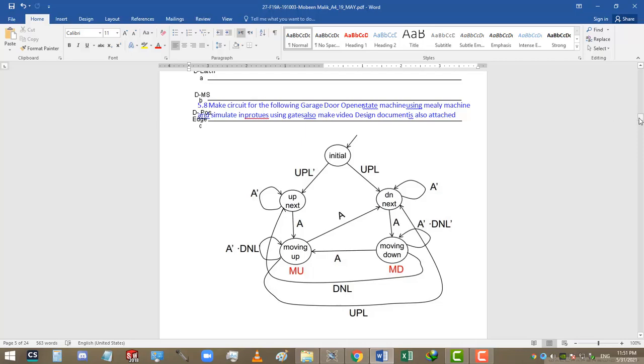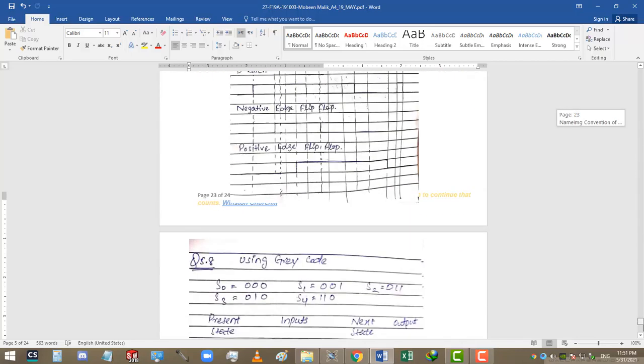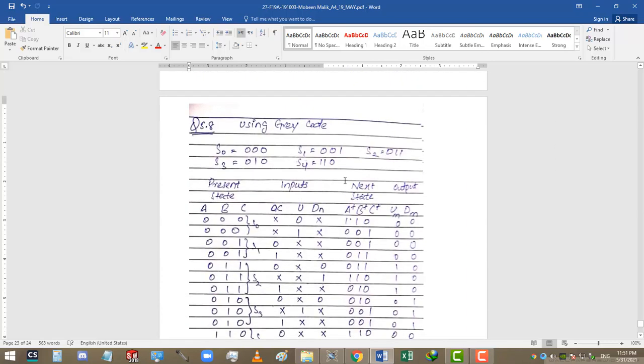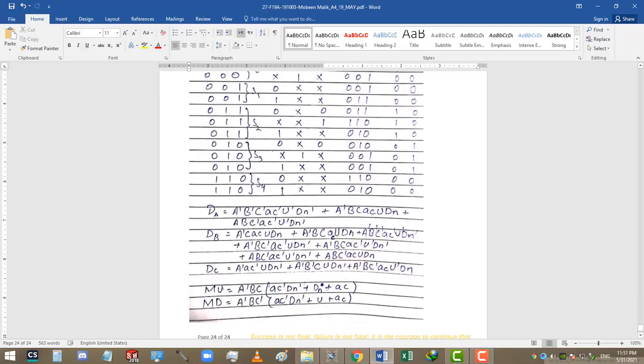So on the basis of this state diagram, I have devised a truth table in which I have used the gray code to define a system which will help me get these equations, and then I can use the equations to implement the circuit on Proteus and show how this garage system actually works.